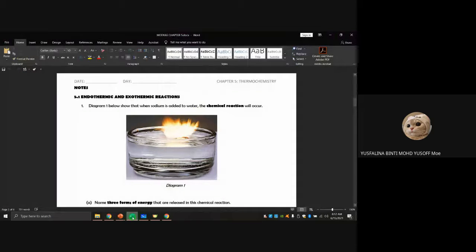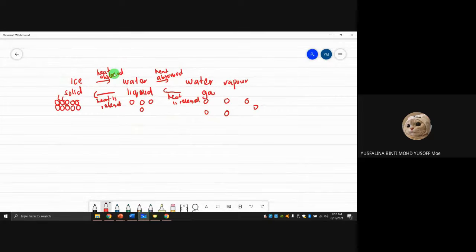Okay, so that's all for today. But before that, I would like to see for this one. Heat absorbed, this one is endothermic, and this one also endothermic. Heat is released, so this one is exothermic, and this one is also exothermic. I hope you understand what exothermic and endothermic are. The characteristic of exothermic is that it releases heat, and the temperature of the surrounding will increase. For endothermic, the heat is absorbed and used to break the molecule bond or chemical bond. For exothermic, the heat is released to form the molecule bond. Okay, so that is exothermic and endothermic.